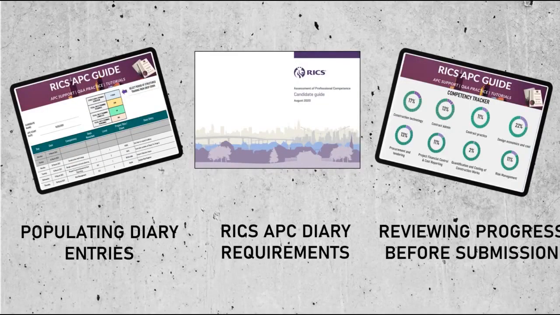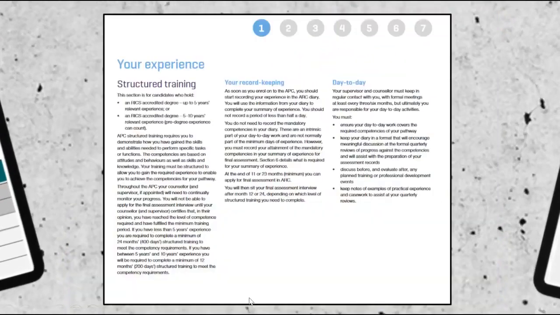So without further ado, let's take a look at the minimum requirements the RICS look for from your APC diary submission. The RICS Candidate Guide advises that the APC diary applies to all candidates who are undertaking their APC via structured training routes of either 12 or 24 months.